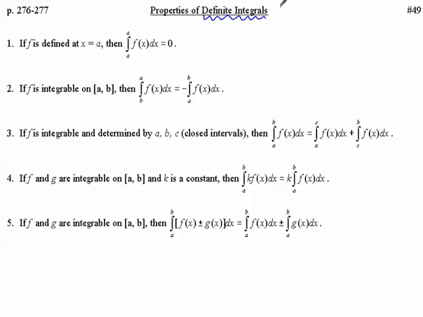Definite integrals means net area. When it says find the definite integral, we're finding the net area. So keep thinking in terms of area.